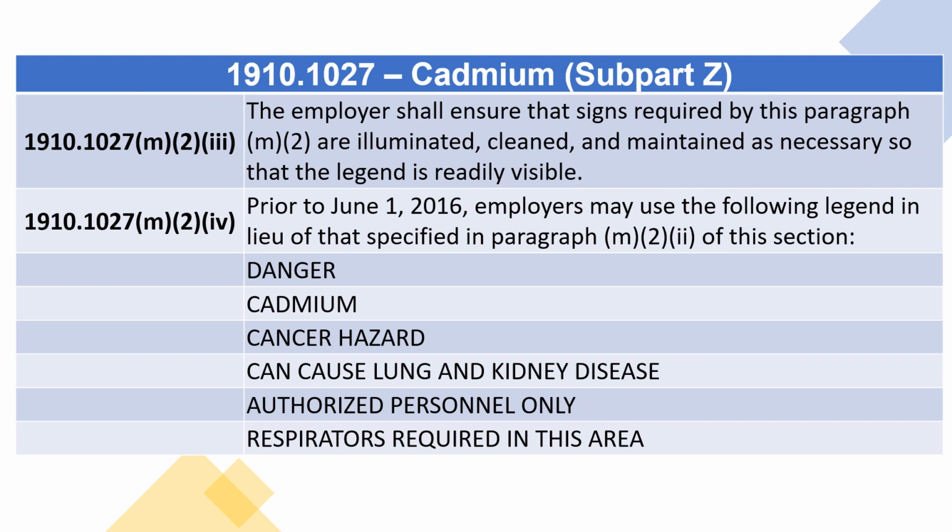1910.1027 M2 3. The employer shall ensure that signs required by this paragraph M2 are illuminated, cleaned, and maintained as necessary so that the legend is readily visible.